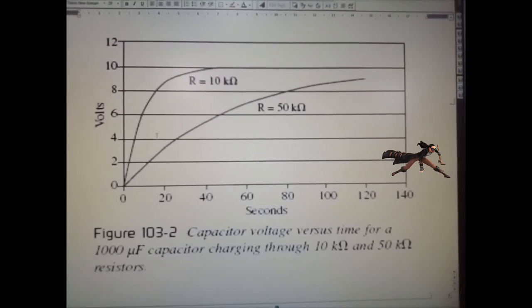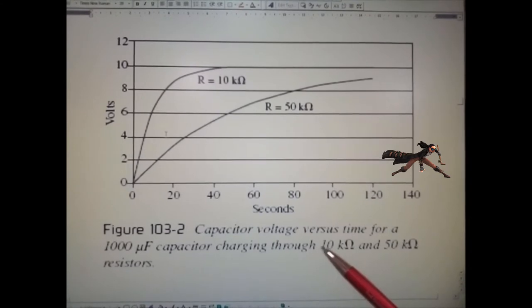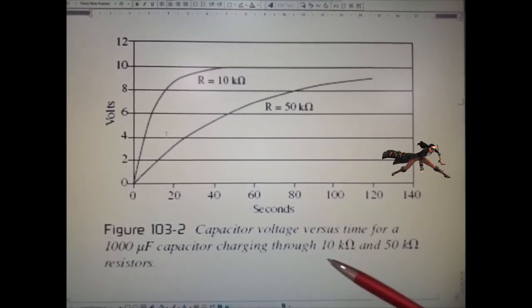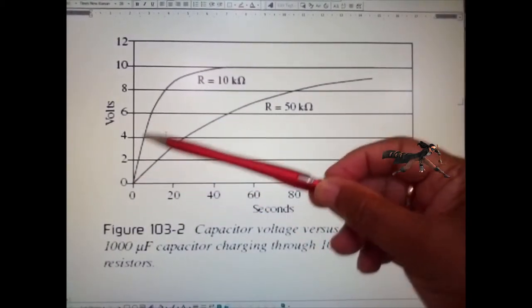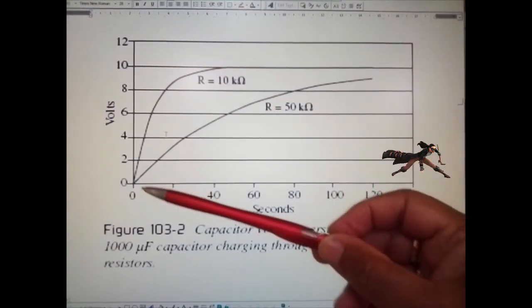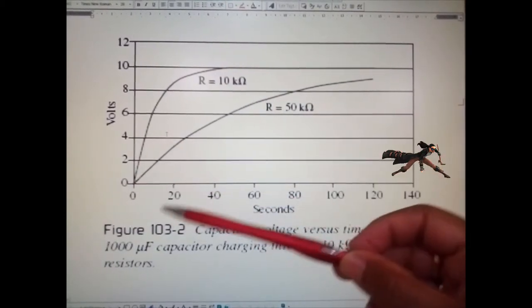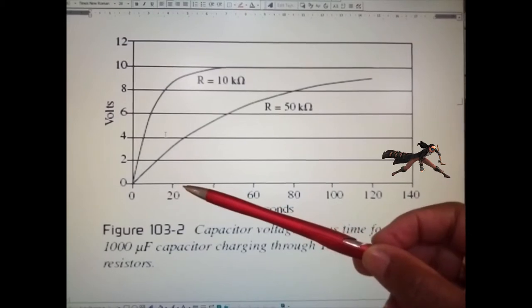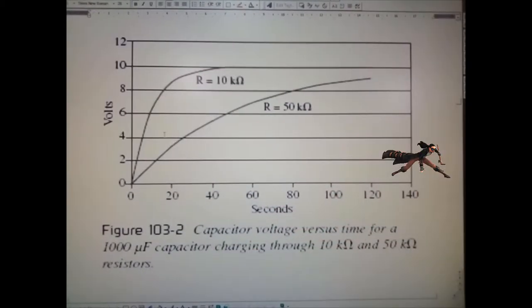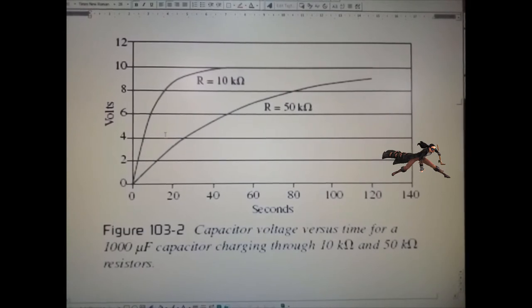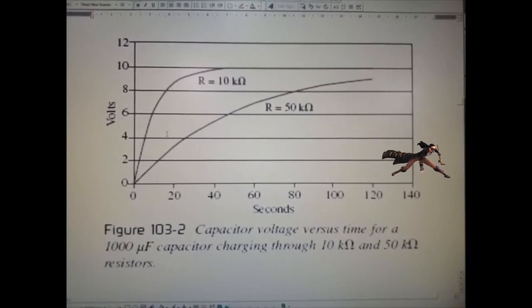And this is capacitor charge voltage versus time for a 1000 microfarad capacitor charging through 10K and 50K resistors. And you can see the differences here. This is the one that we normally look for. But normally we're looking for a charging rate of approximately 20 to 30 seconds, okay, if not even faster sometimes.